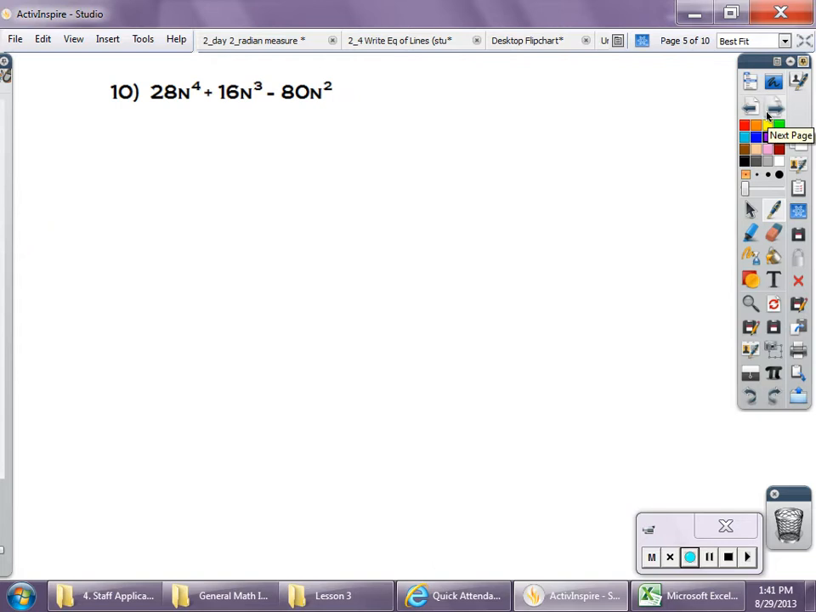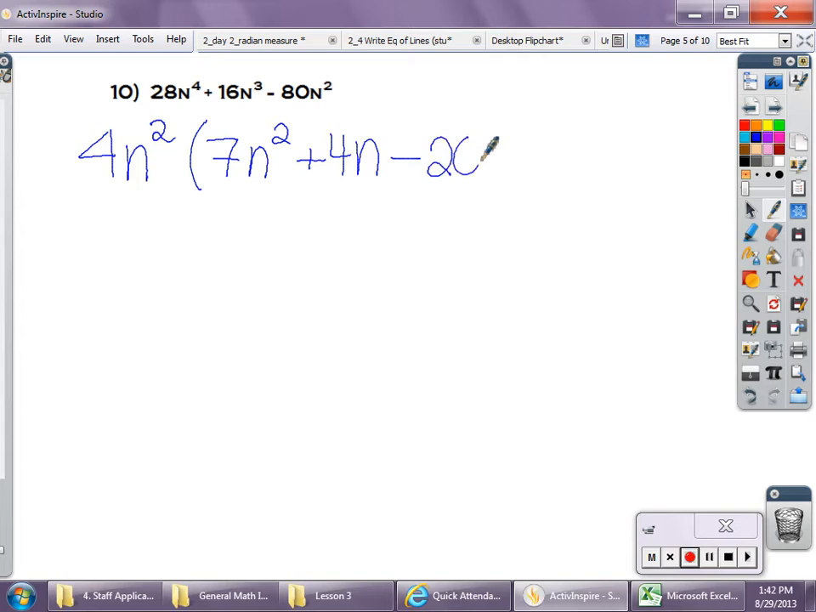All right, next guy. So this is given just so you see that there are going to be GCFs. So in this case, every single term has an n. So that means at most I can take out an n squared. 28, 16, 80, they are all divisible by 4. So 4. So 7n squared is what's remaining after I divide out n squared from the first term. The next term would be 4n. And then the last term would be minus 20. Now I'm going to double check 7, 4, and 20. I can't take out another GCF, so I did get the greatest common factor in front.